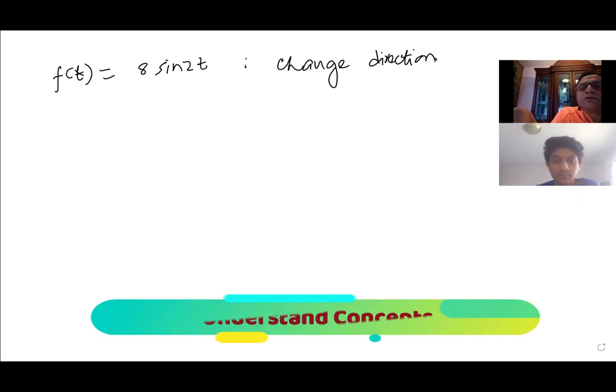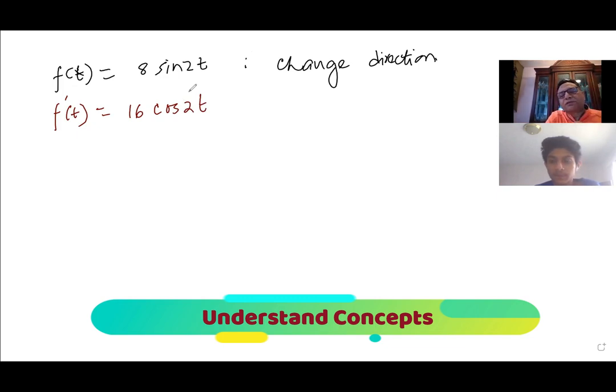So find the derivative of the function. 16 cos 2t. So the derivative of sine 2t is cos 2t, and the internal derivative of 2t is 2, giving 16 cos 2t. Equate this to 0.